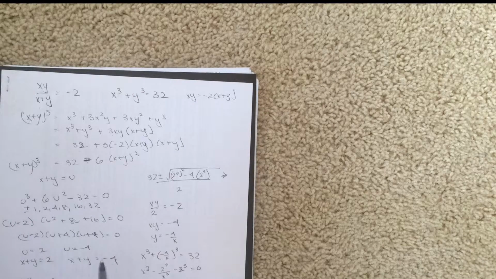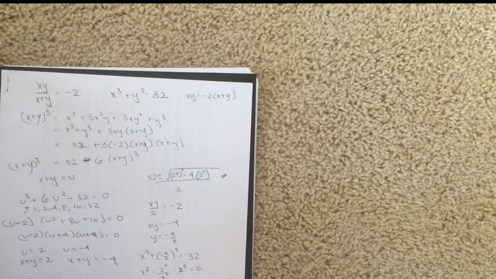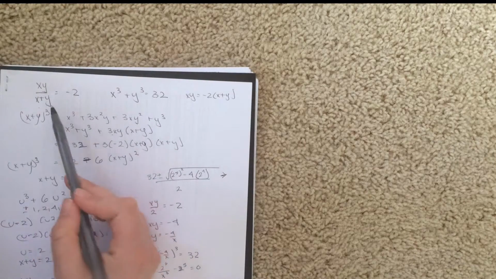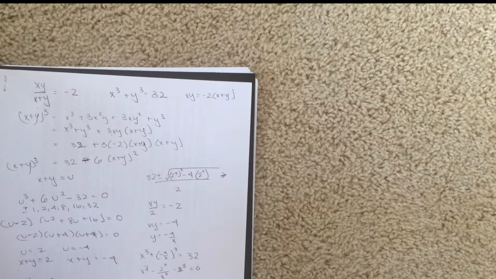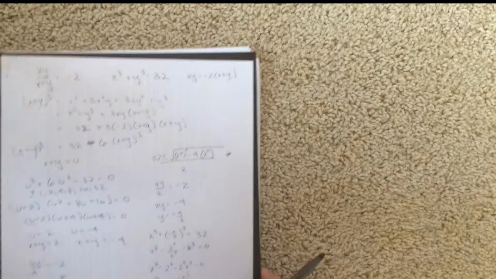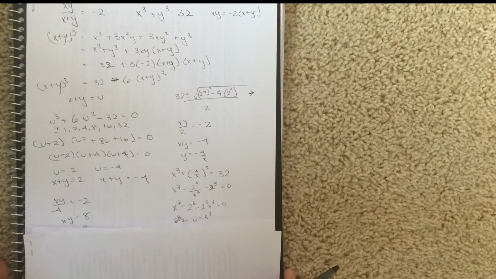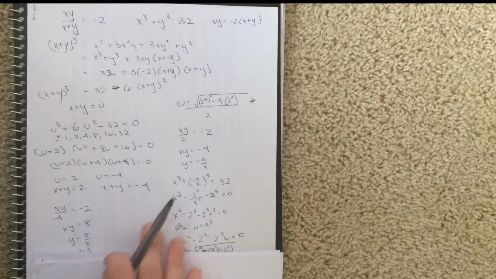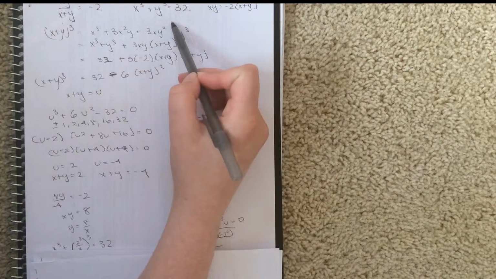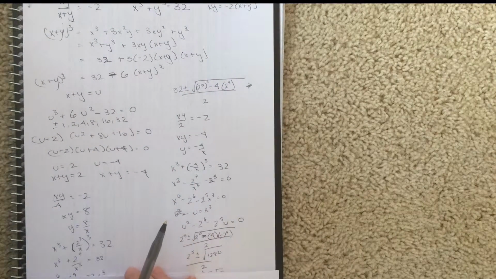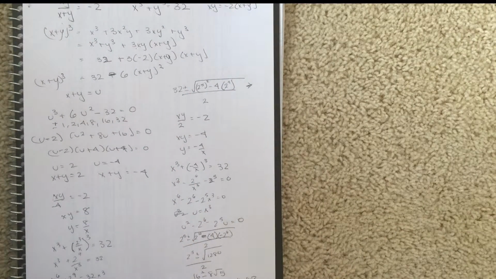So then we'll start with x plus y equals negative 4. So we have xy over negative 4, because we established that this equals negative 4, equals negative 2. So then you get that xy equals 8, and then you have to do substitution again. So y equals 8 over x. Then you plug it back into one of your original functions, and you do some simplification.